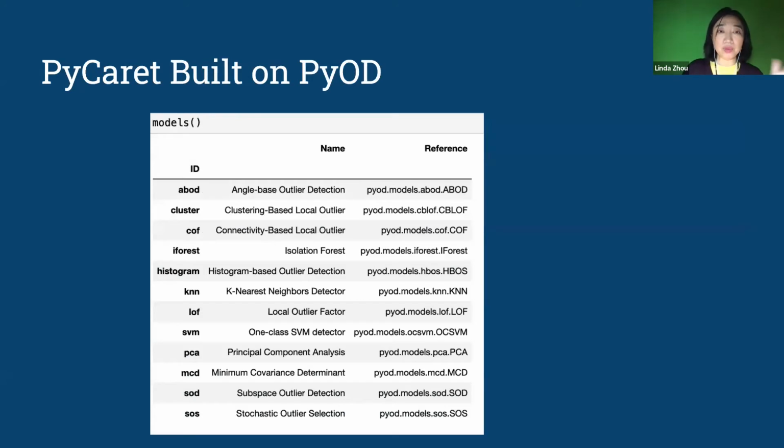If you run PyCaret, the models function call will show you all of these algorithms listed here. It is built on top of PYOD, so they're just a wrapper on top of it. So what's good about PyCaret? I'm not dinging them. Supposedly, it has AutoML, so it will do hyperparameter tuning for you. You might save time using PyCaret.